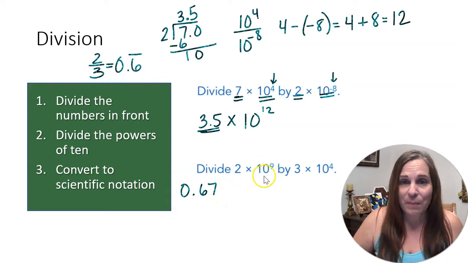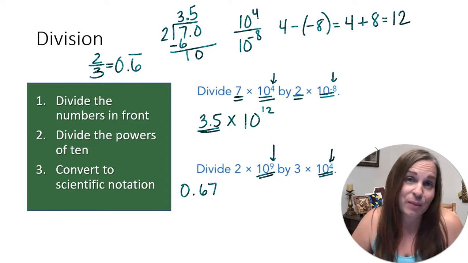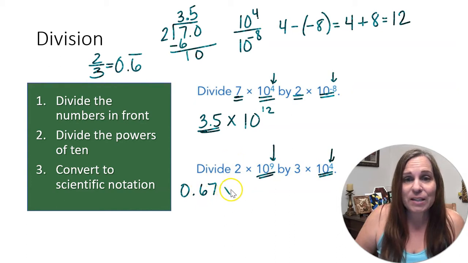Then I'm going to divide my powers of 10, right? And again, I have to do this one minus this one. This time the subtraction problem's a little easier. So 9 minus 4 is 5. So I get times 10 to the 5th.